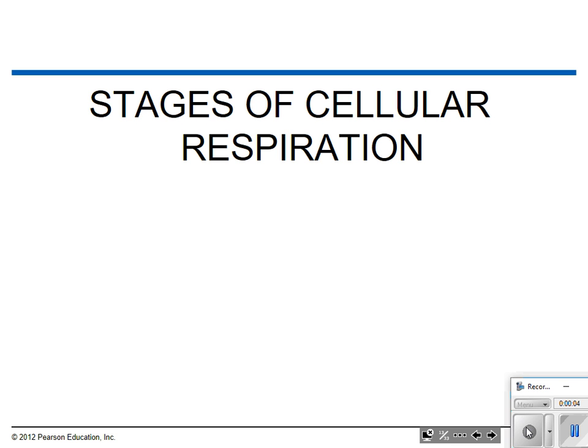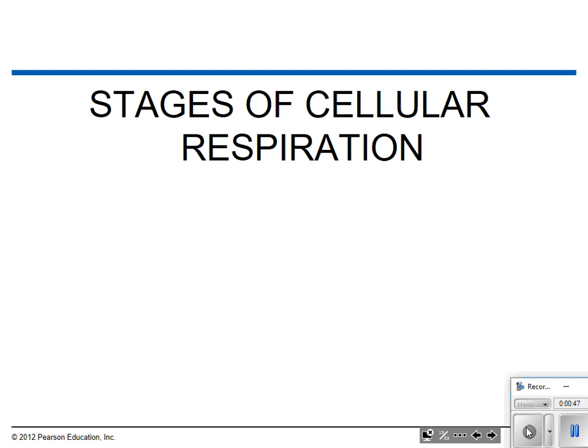Okay, today, ladies and gentlemen, we are going to talk about the stages of cellular respiration. Our objective out of this lesson today is to be able to tell me the 3 stages of cellular respiration. Our second objective is to be able to tell me where these stages of cellular respiration occur.